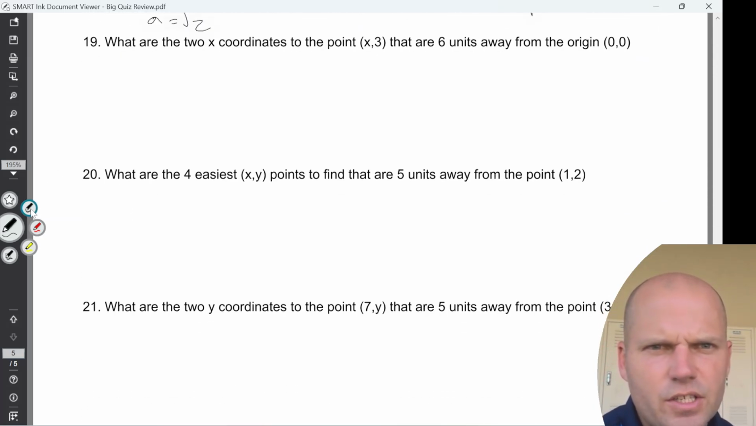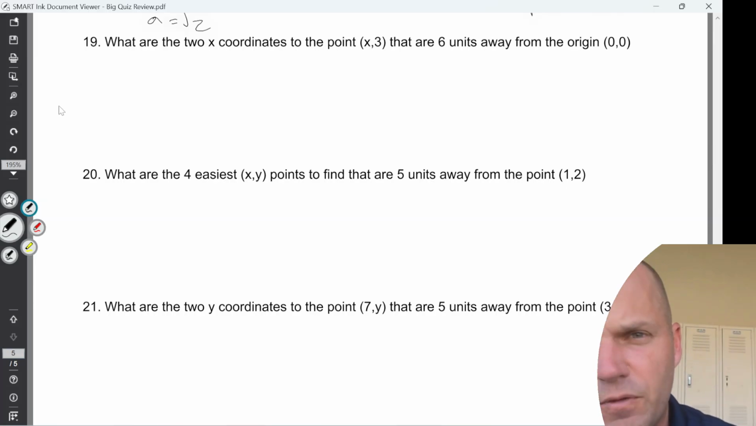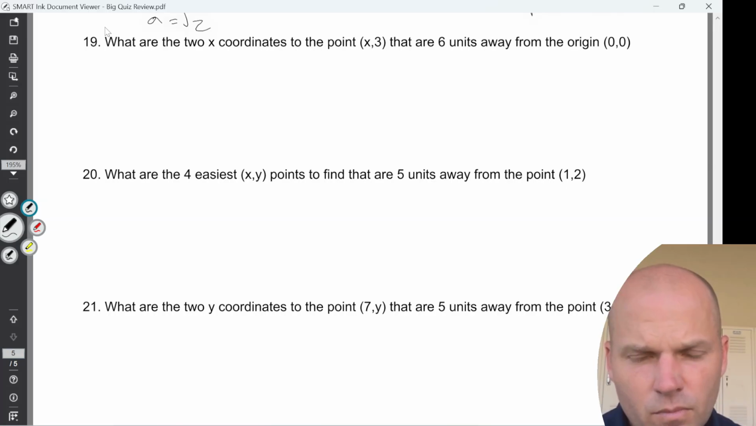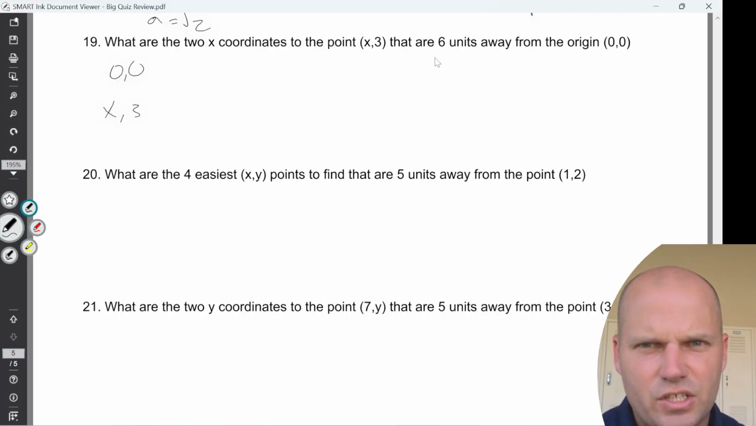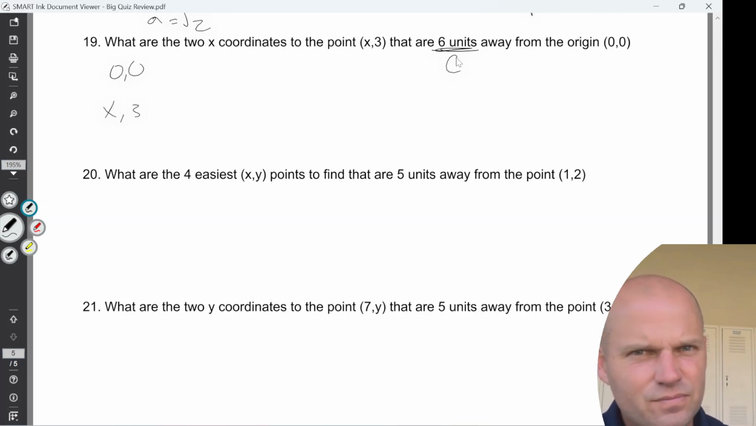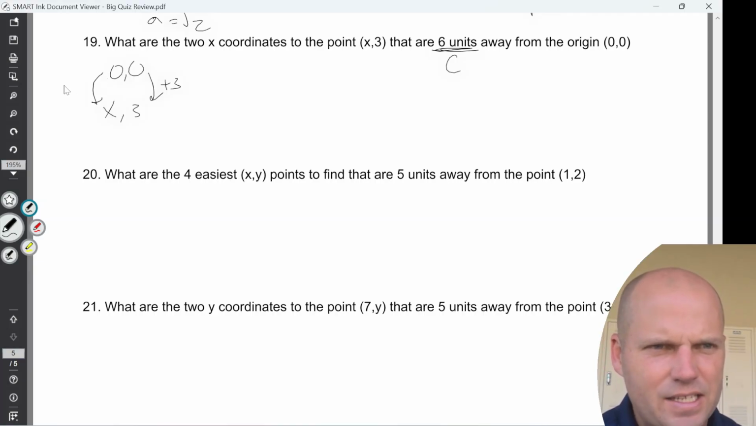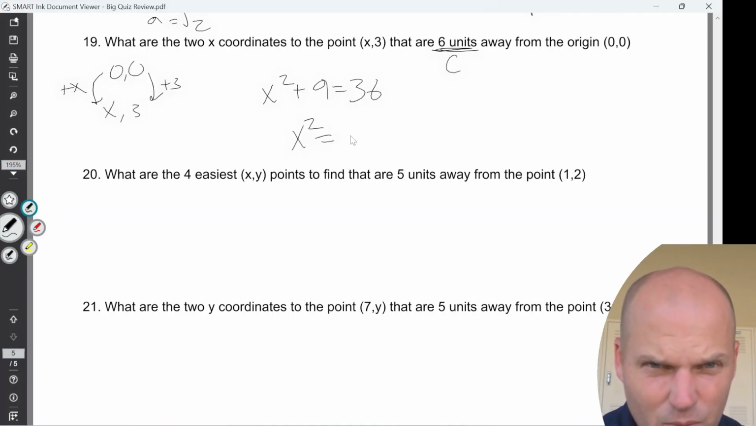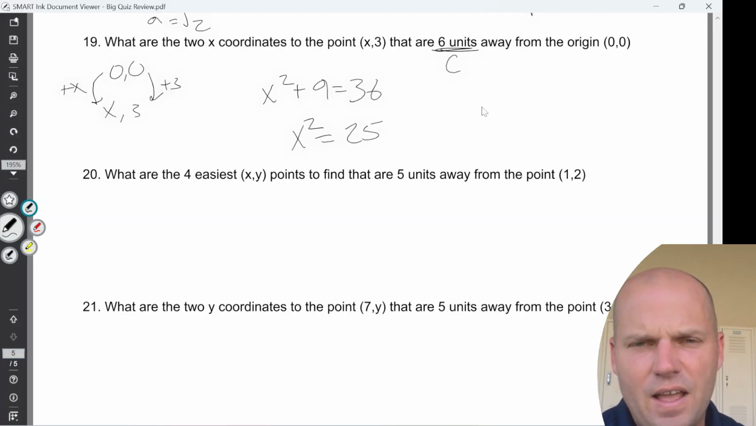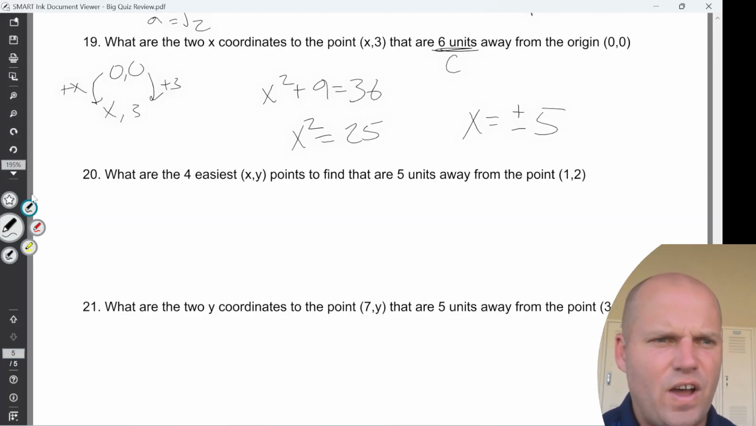What are the 2 x coordinates to the point (x, 3) that are 6 units away from the origin? If I'm going from (0, 0) to (x, 3) and I have 6 units away, I'm telling you the length of a diagonal. I have the b length, but I don't know the x length. So x squared plus 3 squared equals c squared. X squared has to equal 25. X could equal plus or minus 5.